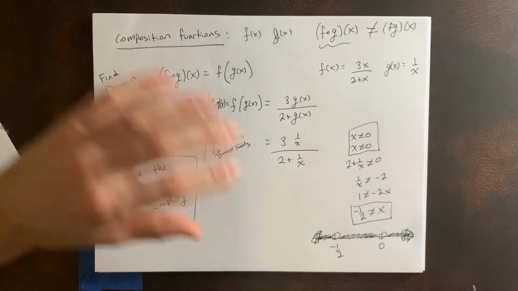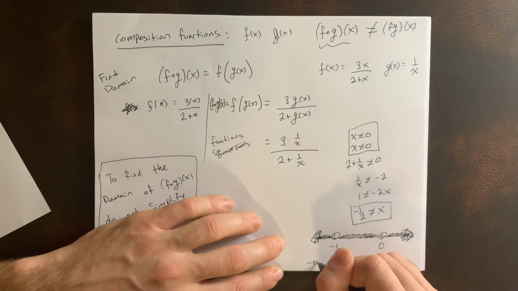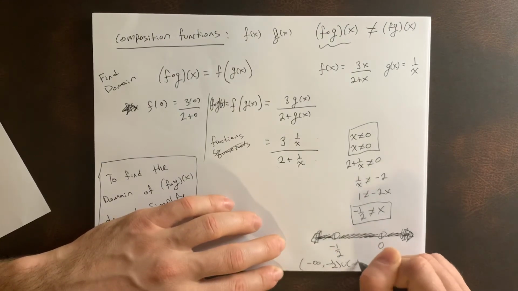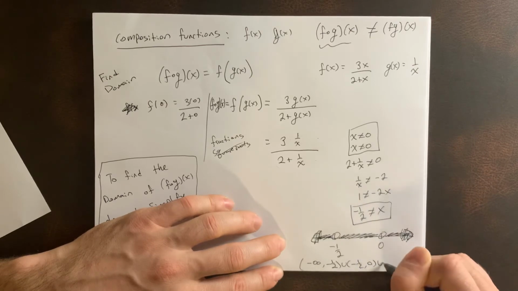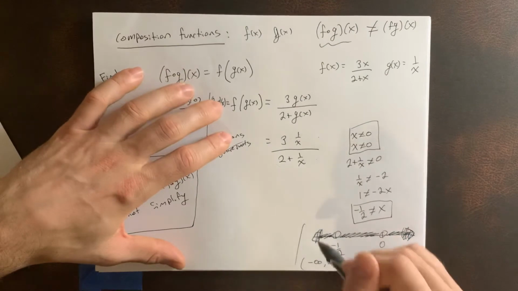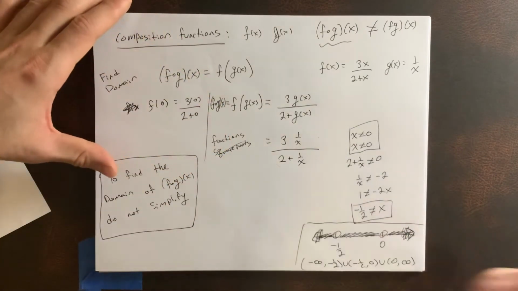So our domain is going to be minus infinity up to minus 1/2, minus 1/2 to 0, and then 0 to infinity. Okay, so that just takes care of the domains part. But now let's keep going and simplify this.